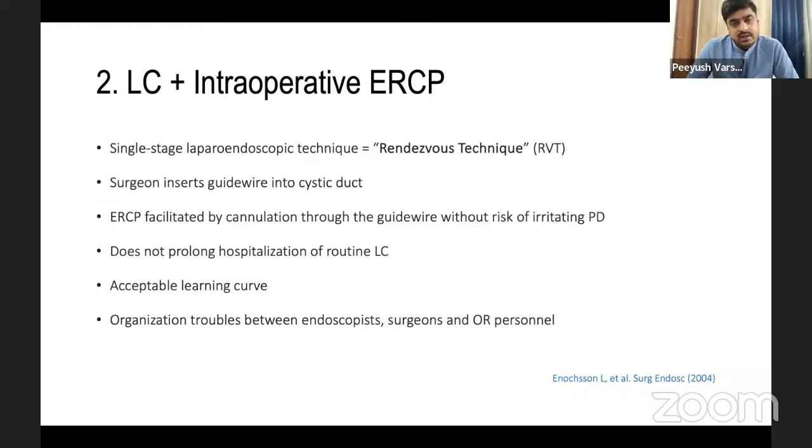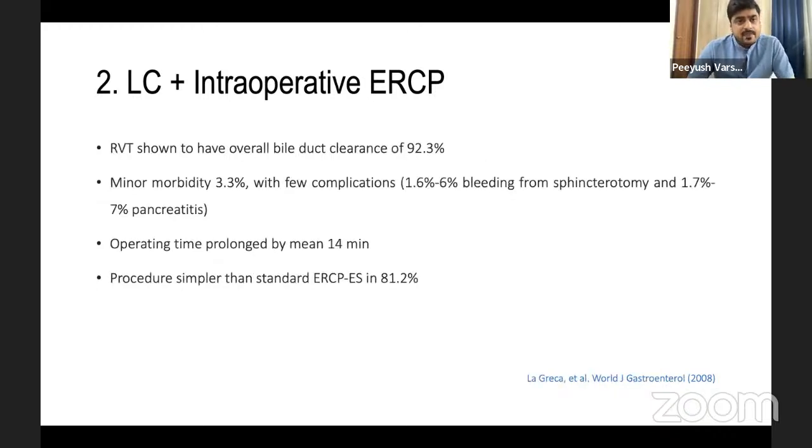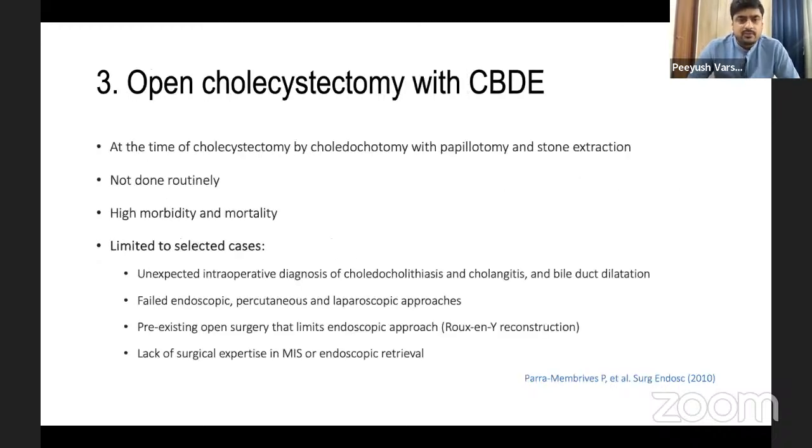As already told, the surgeon inserts a guide wire into the cystic duct and the endoscopist facilitates this guide wire and passes the choledochoscope or endoscope and clears the CBD and then puts a stent into the CBD, and then the laparoscopic cholecystectomy is completed. It does not prolong the hospitalization. It has an acceptable learning curve, although it has organizational troubles to coordinate between the endoscopists, surgeons, and OR personnel. This procedure has been shown in randomized trials to have an overall clearance rate of around 92% and morbidity of around 3.3%. And it has been shown to have an operative time longer by around 14 minutes.